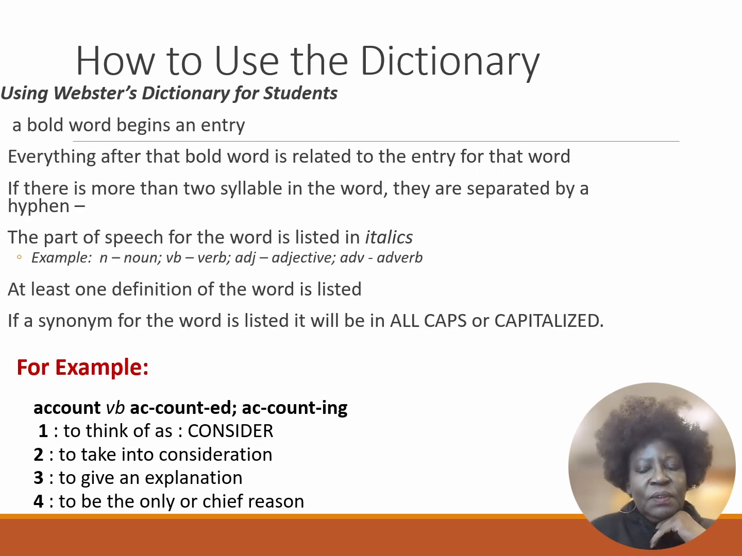So, how do you use the dictionary? Because you are going to have to be able to look up words. One of the requirements to complete your high school diploma is to know at least 100 words that every high school graduate is expected to know.